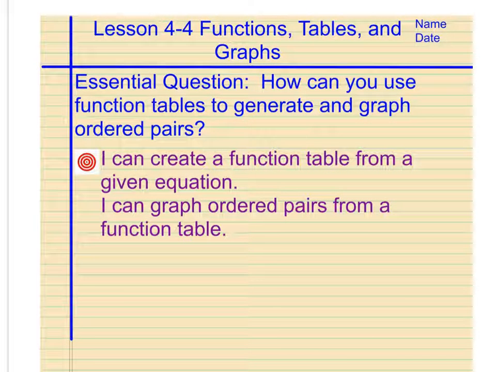We have two learning targets. The first one is, I can create a function table from a given equation. And the second one is, I can graph ordered pairs from a function table.